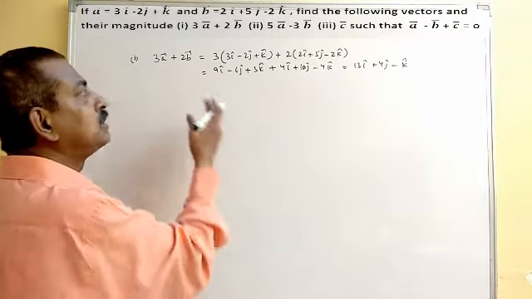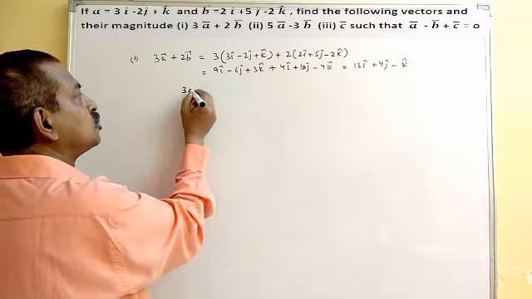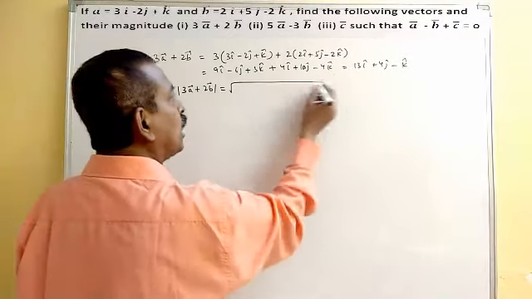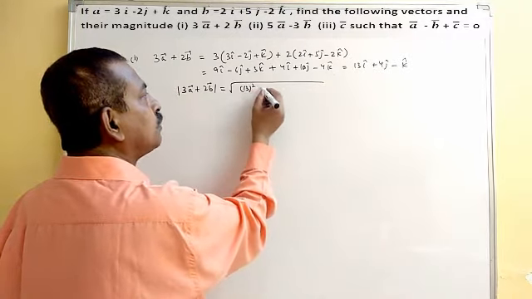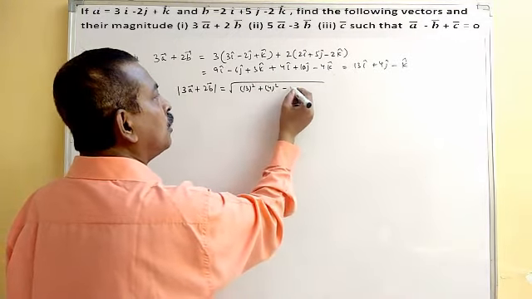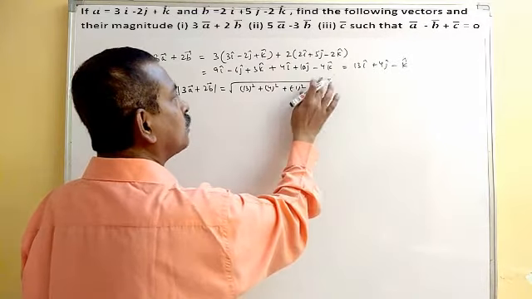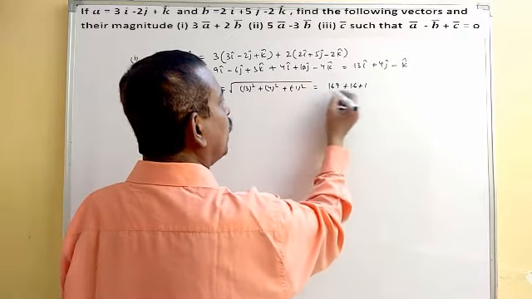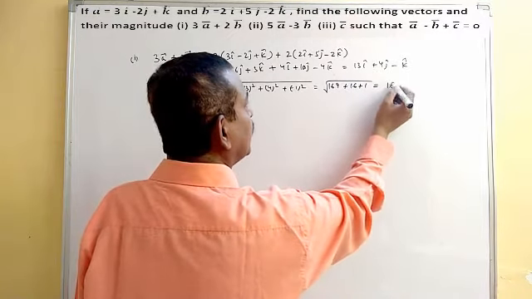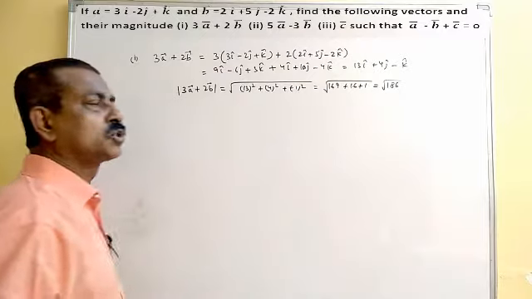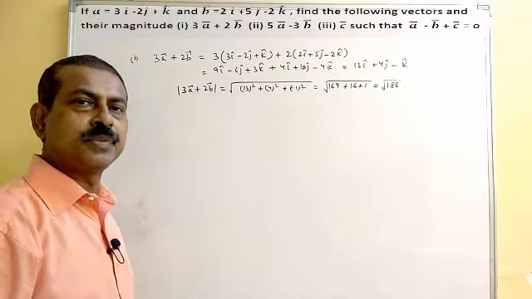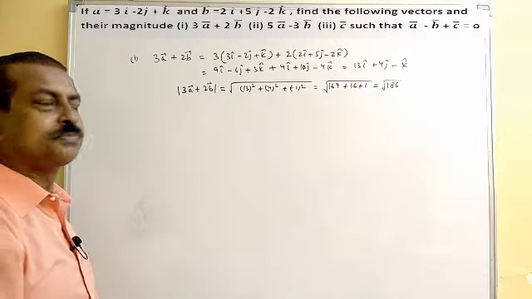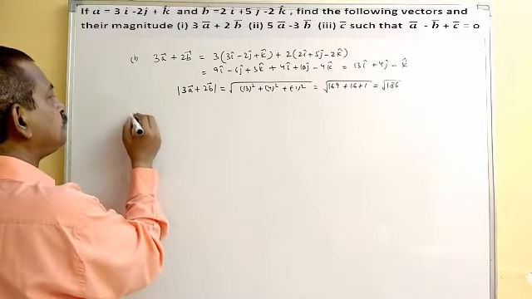If you want to find the magnitude of this one, so 3A vector plus 2B vector magnitude, this will be square root of 13 square plus 4 square plus minus 1 whole square. And that will be equals to 169 plus 16 plus 1 and that is your 186. So it is a square root of 186. So this is your 3A plus 2B vector and its magnitude. Let's take the second one.